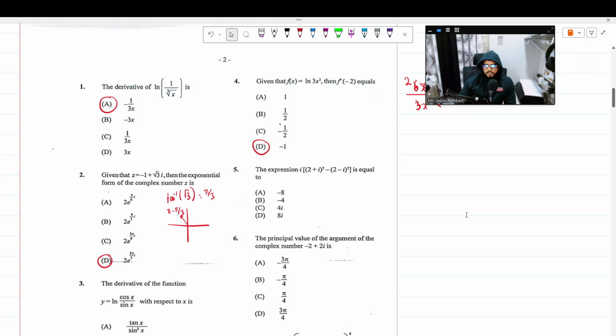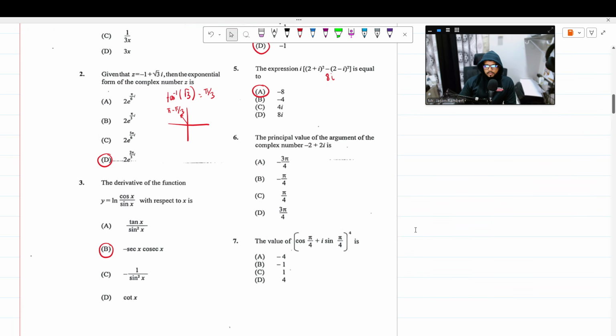This as well is a repeat question. I believe the inside square brackets is 8i squared. Sorry, 8i multiplied by the i is 8i squared, which is minus 8. The principal value of the argument of the complex number is, this one would have been 3 pi on 4, because tan inverse of 1 is pi on 4. And this complex number is minus 2 plus 2i, which is here. So it's pi minus pi on 4, which is 3 pi on 4.